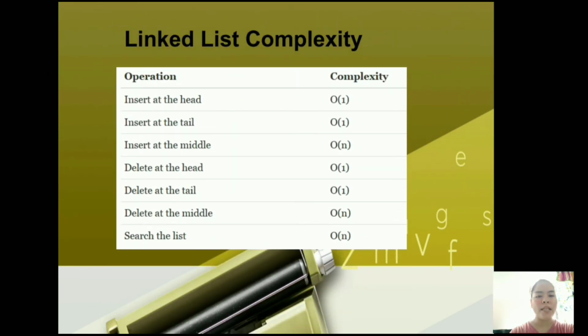Linked list complexity. So operation. Insert at the head. Complexity is big O of 1. Insert at the tail. Complexity is big O of 1. Insert at the middle. Complexity is big O of n. Delete at the head, complexity is big O of 1, delete at the tail, complexity is big O of 1, delete at the middle, complexity is big O of 1, search the list, the time complexity is big O of n.